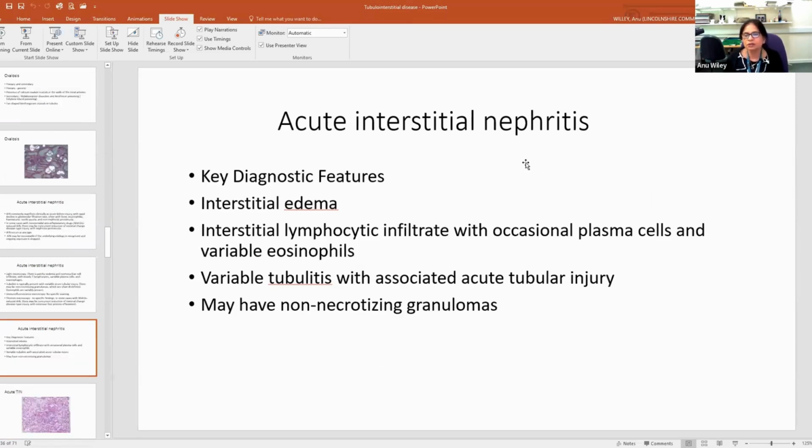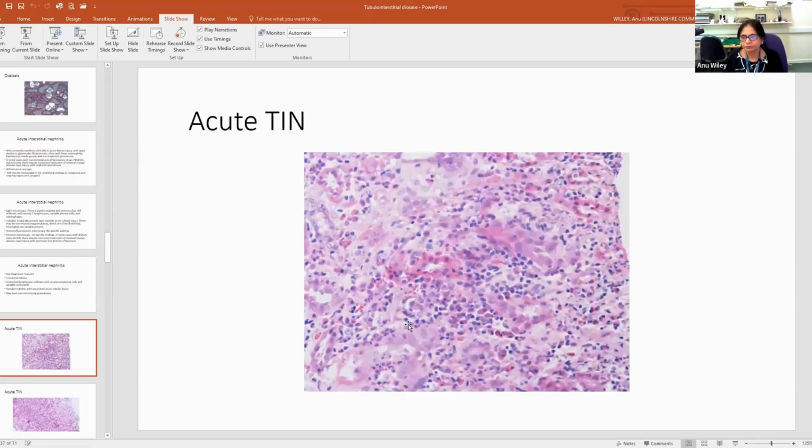So, acute interstitial nephritis diagnostic features: there will be interstitial edema. There'll be an interstitial lymphocytic infiltrate with occasional plasma cells and variable eosinophils. You will see a variable amount of tubulitis associated with acute tubular injury. And in some cases, you might see non-necrotizing granulomas.